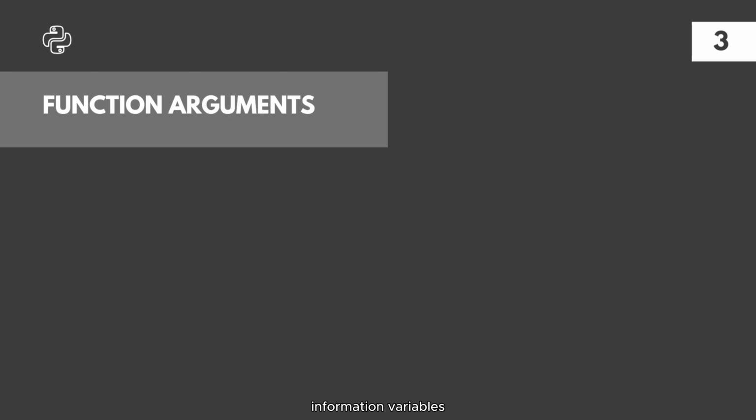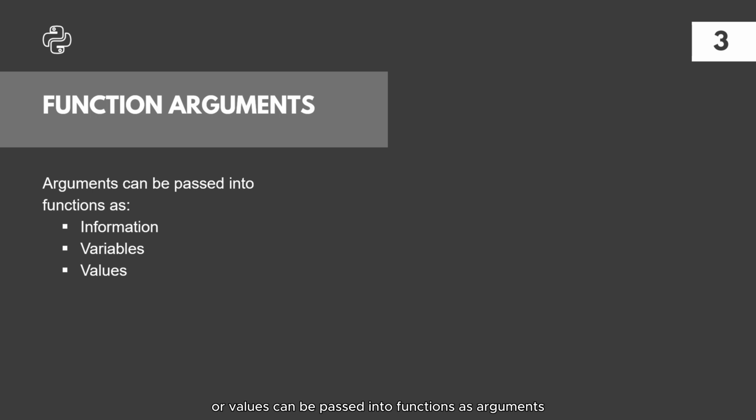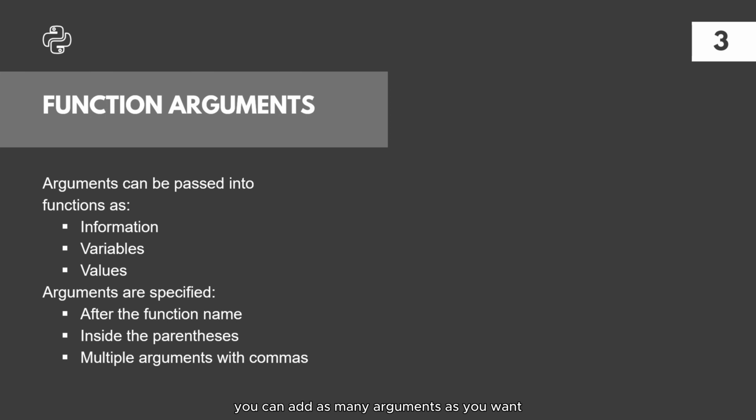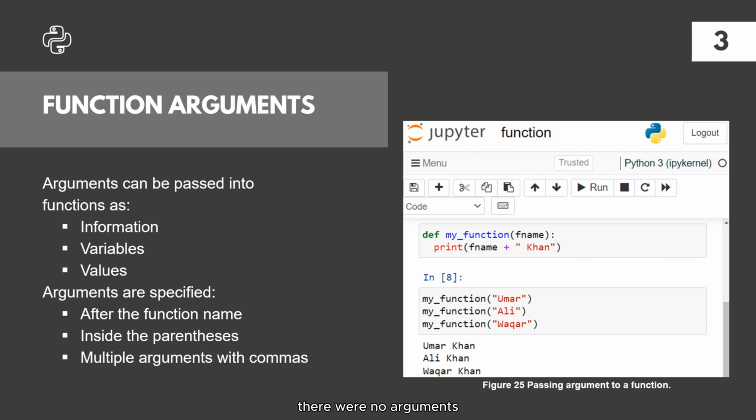Information, variables, or values can be passed into functions as arguments. Arguments are specified after the function name inside the parentheses. You can add as many arguments as you want, just separate them with a comma. In the example of figure 24, there were no arguments. That is why there is no value inside the parentheses. That is myFunction. The following example has a function with one argument, fname.